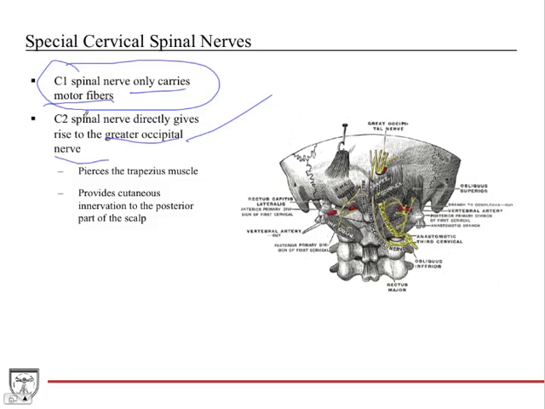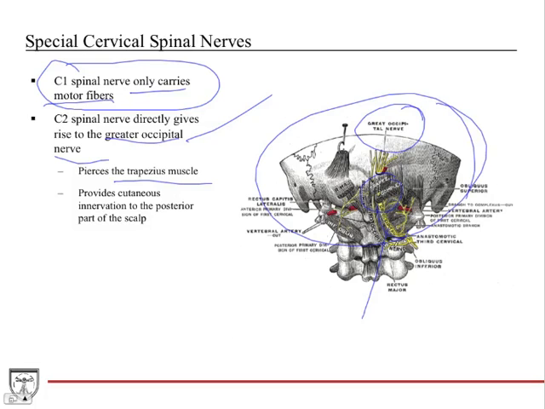So let's talk about this C2 spinal nerve. It gives rise to the greater occipital nerve, and then it pierces. So we'll show that here. Here's your greater occipital, okay? You can see it coming off here and wrapping up around, and then it pierces that trapezius muscle and comes in through here, okay? So it pierces the trapezius muscle, and it provides cutaneous innervation to the posterior part of the scalp, so this whole region here. And that makes sense. It's traveling in this region, so it's going to provide that cutaneous innervation.